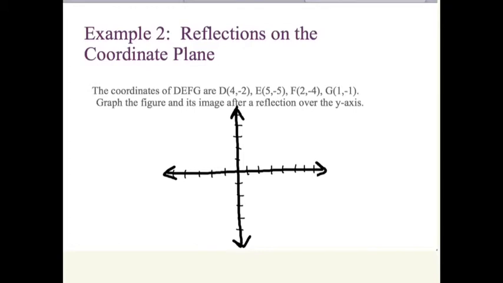Example 2, reflections on the coordinate plane. The coordinates D, E, F, G are given here, and we're going to graph this figure and its image after reflection over the y-axis. Let's first graph the original figure. There's our original figure, or our pre-image, and we're going to reflect it over the y-axis. When I'm doing a reflection over a specific line, I like to look at the line and make sure I make marks exactly on the opposite side of that line.